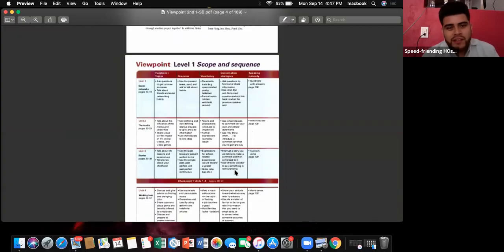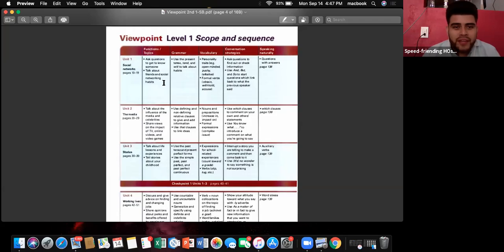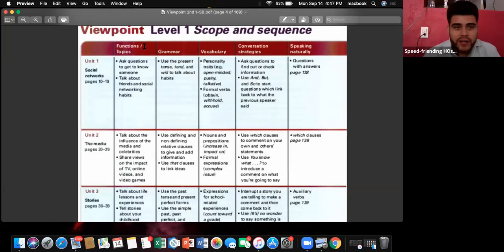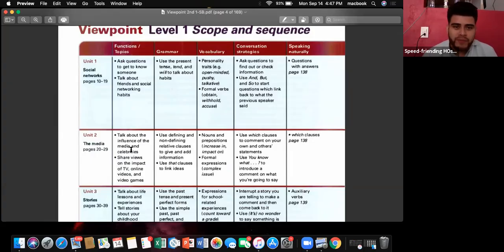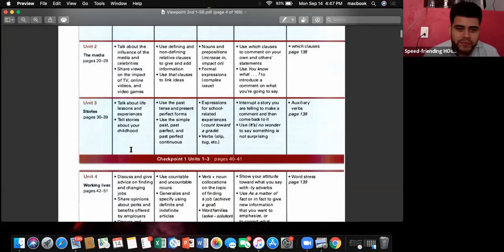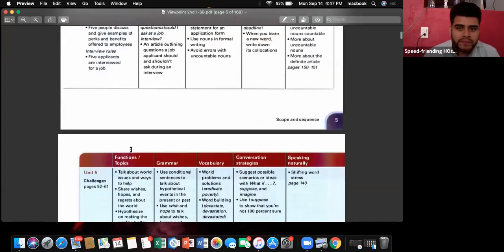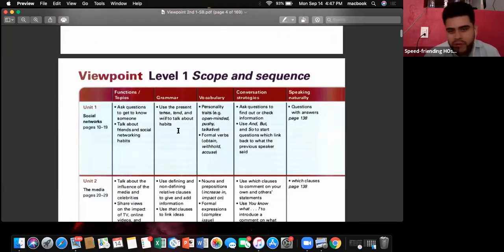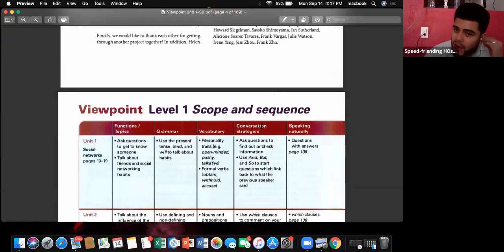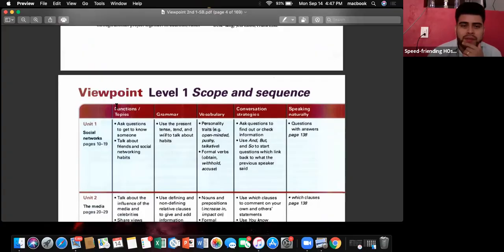So in this book, it's really interesting. Here it tells us what we are going to learn: functions and topics. Then it tells you the grammar, the vocabulary, conversation strategies. In your case, the most important and most practical things are going to be the functions, because a function is how we can use the language.